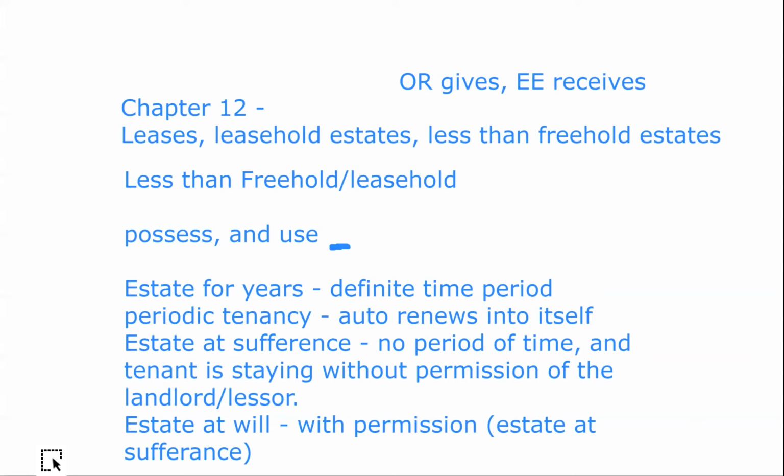Because bottom line is, if we know what they're paying rent for, we could quantify the period, and it's periodic. It goes from period to period to period. An estate at will, we do not have a period of time. There is no definitive time frame. And it is with the permission of the landlord. The landlord is fine with it. So there's no issue there. So people usually get tripped up with scenario-based questions with the estate at will and the periodic tenancy.